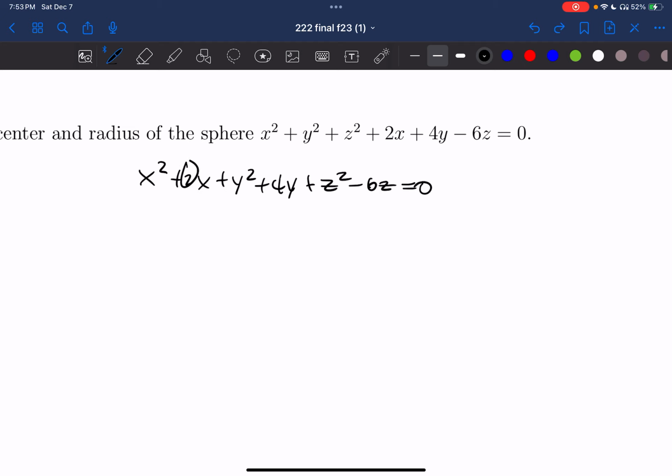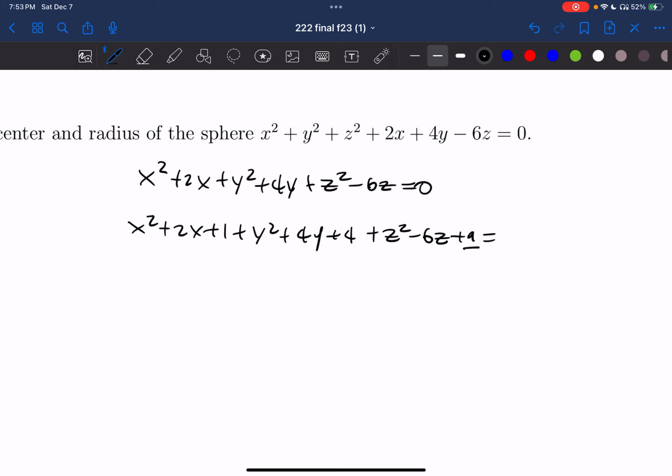Okay, take this, divided by 2, square it. We're going to get 2 divided by 2, which is going to be 1. 1 squared is going to be 1. So it's x squared plus 2x plus 1, plus y squared plus 4y. 4 divided by 2 is 2. 2 squared is going to be 4, plus 4, plus z squared minus 6z. 6 divided by 2 is 3. 3 squared is going to be 9, plus 9 is equal to.